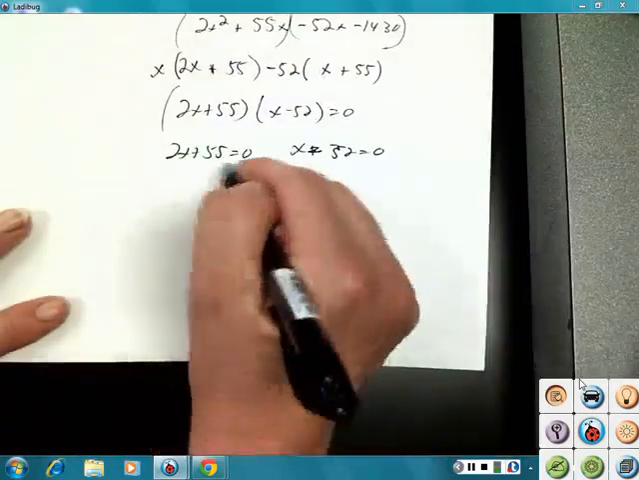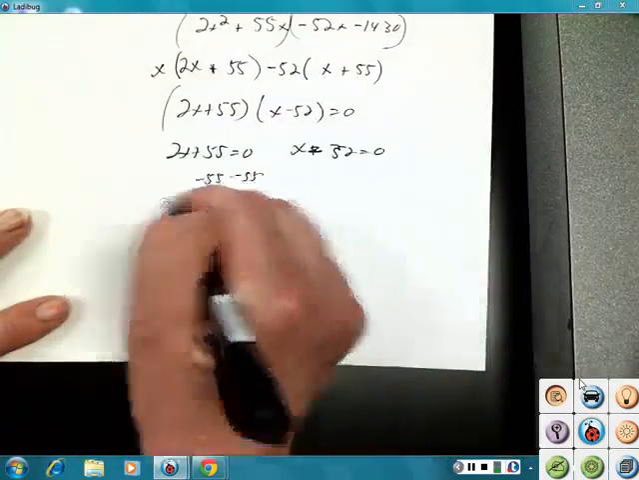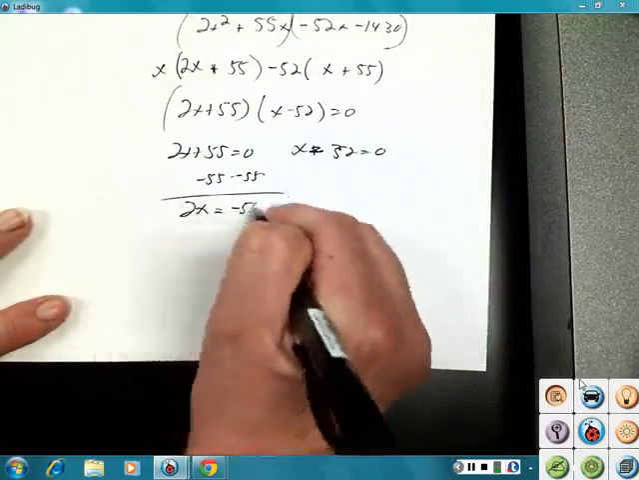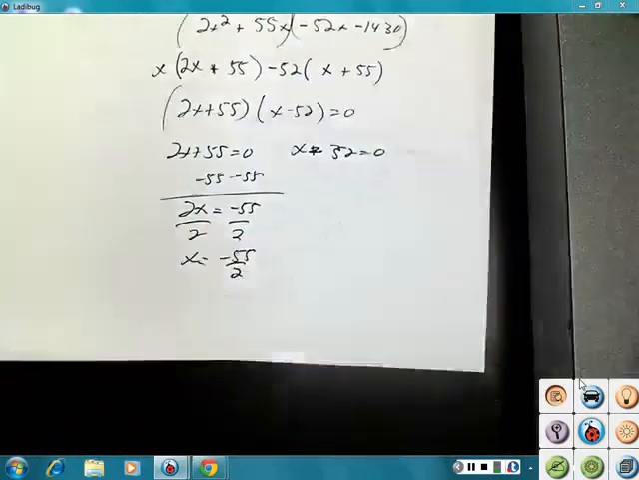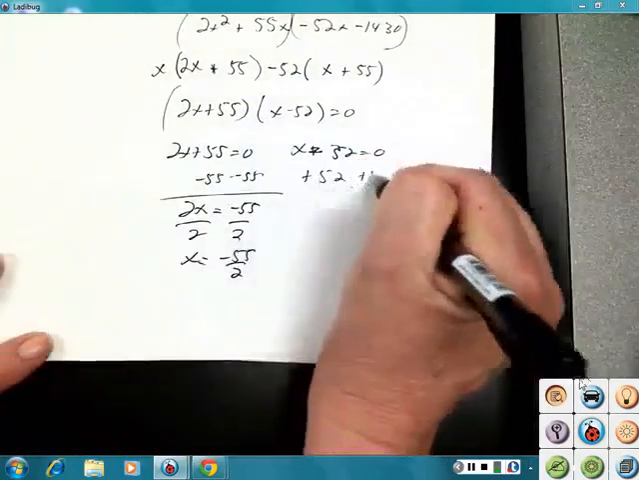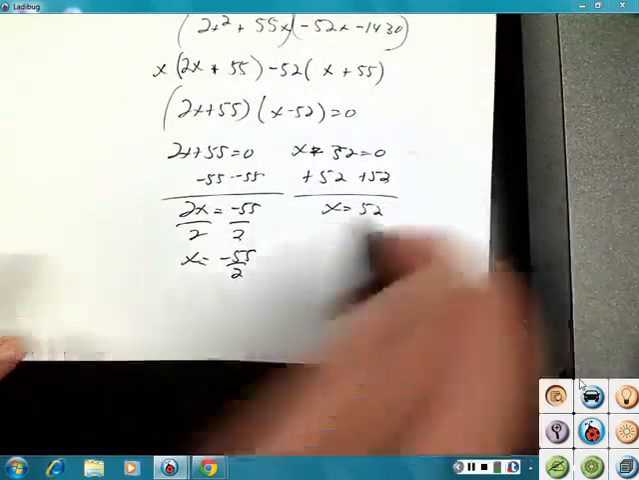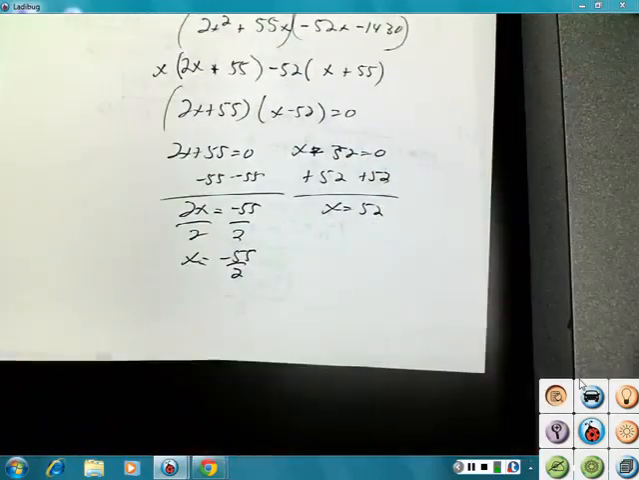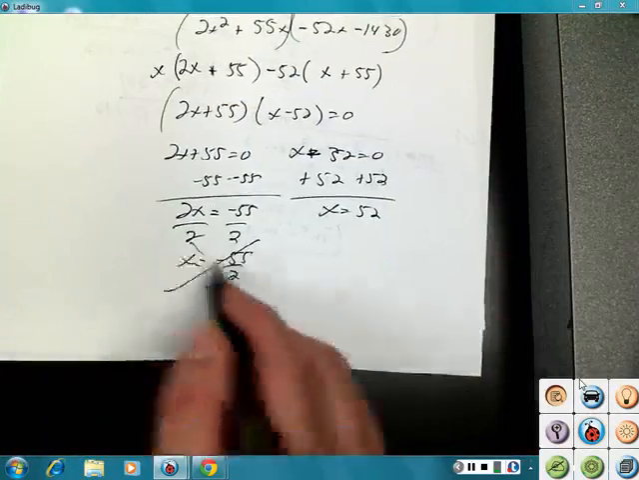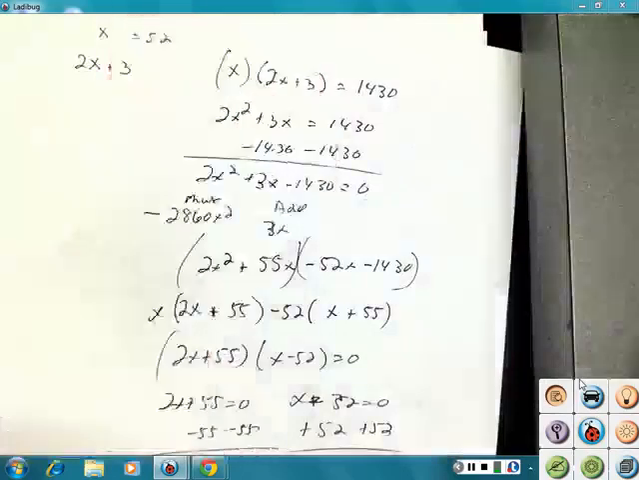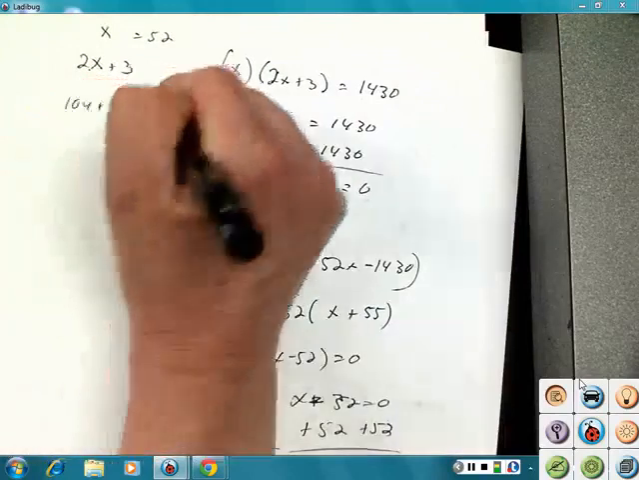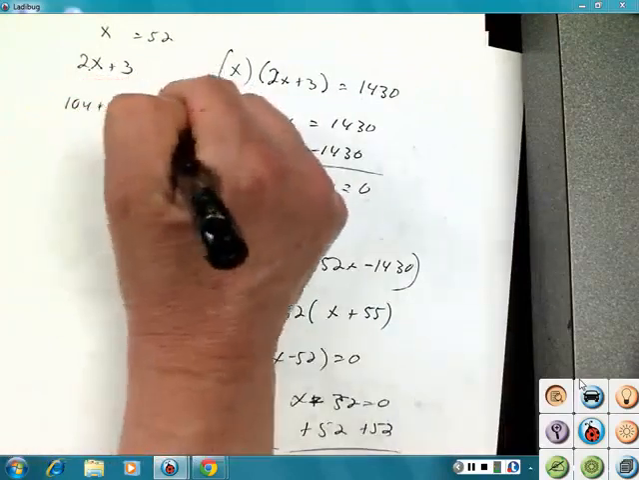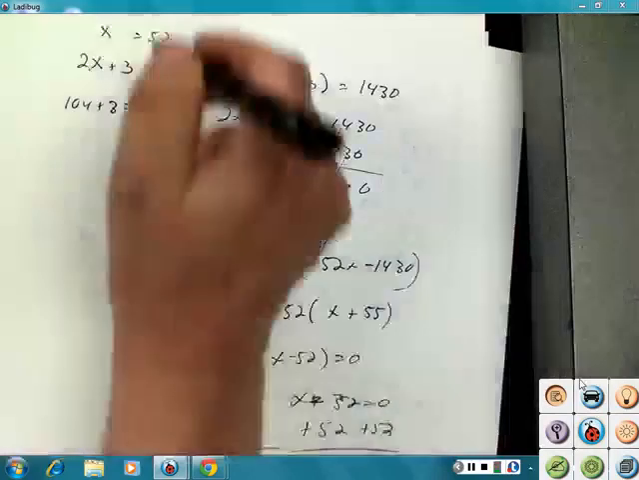And so minus 55, I get 2x equals a negative 55, divide by 2. X is a negative 55 over 2. And the other one, add 52. Okay? But if I go back to my problem, it says positive numbers, so I can't use that negative value. So my two answers are 52, and 2 times 52 is 104, plus 3 is 107. So my answers are 52 and 107.